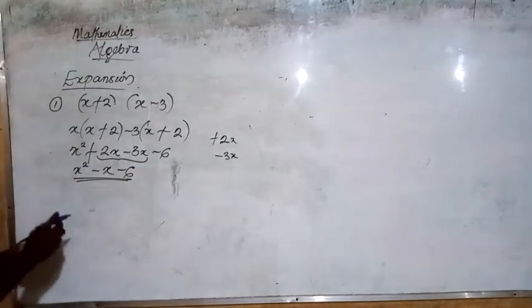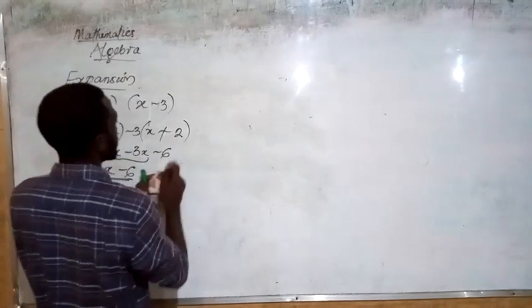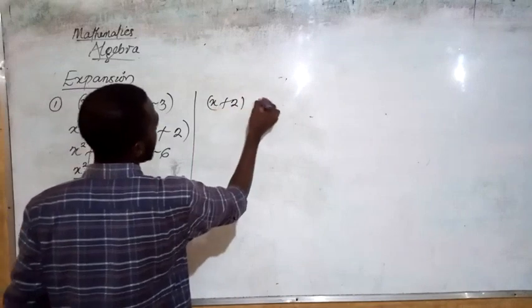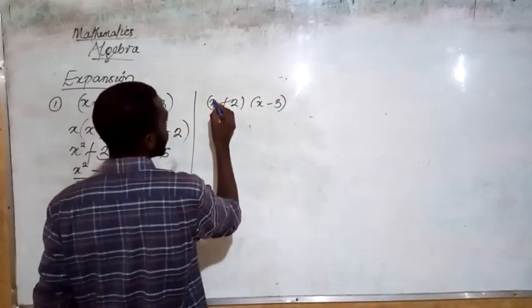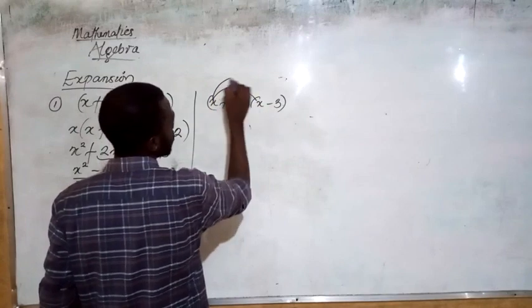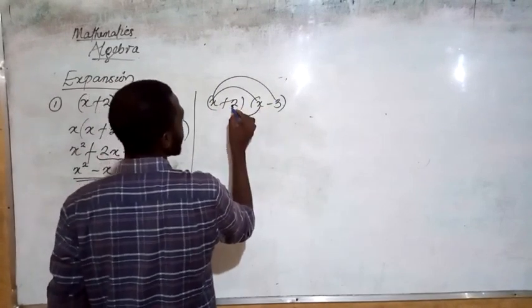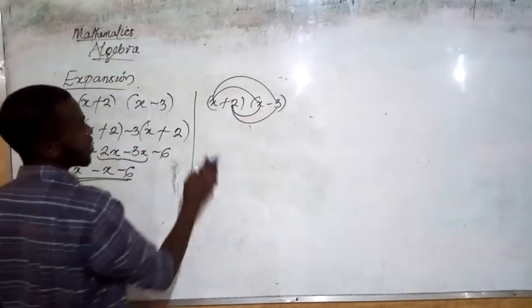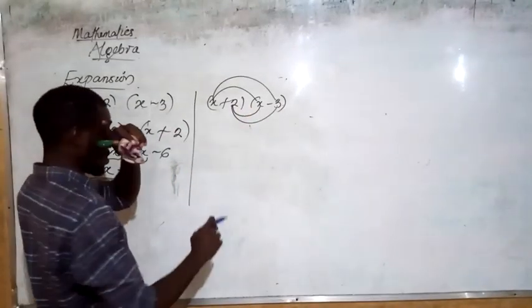Alright. The second method is to use this. We have x plus 2 and x minus 3. Now the second method is to use this to multiply this and use this to multiply this. It's basically the same thing, but this one is more direct. You wouldn't have to go through the stress of opening brackets and the rest of that. But you have to be careful with this method because it's quite confusing at times.